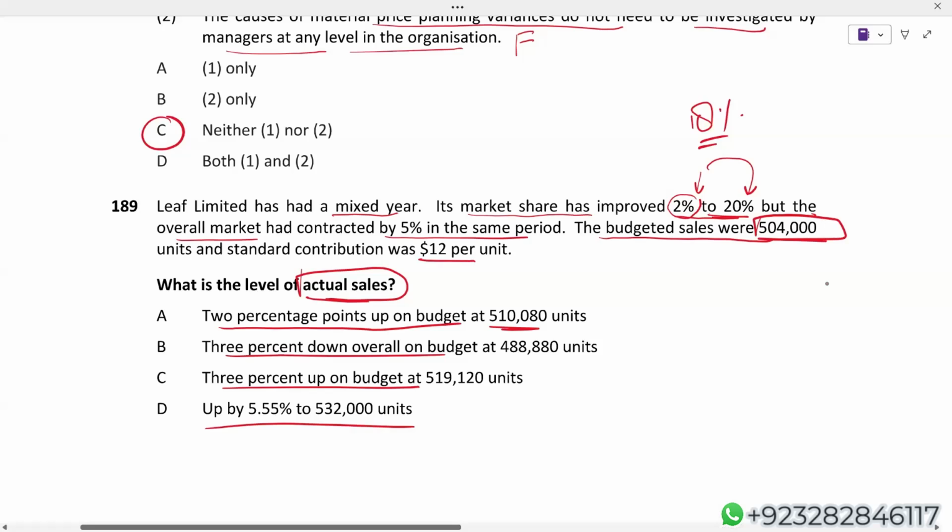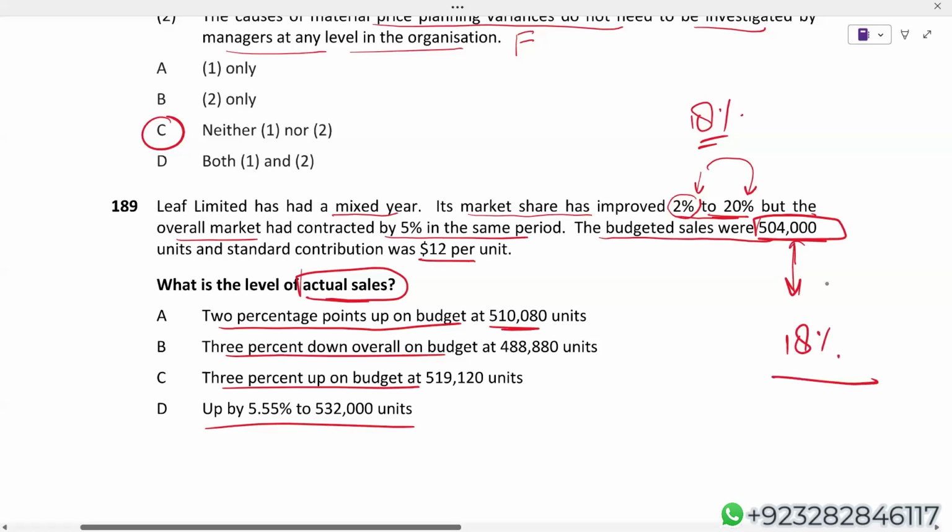This is your budgeted sales. Of course, budgeted sales were 504,000. First of all, you need to understand one thing. When we made a budget and we had a budgeted sale of 5,04,000, at that time, market share was 18%.